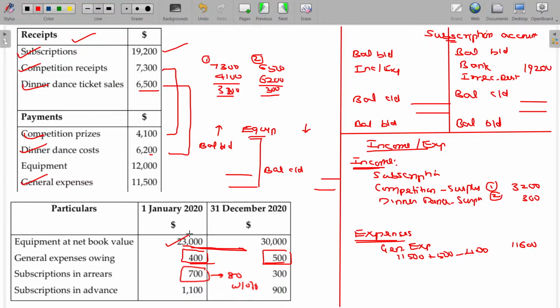Now, opening value of the equipment being 23,000. In the year end, the value being 30,000 rupees. Payments means we might have purchased the equipment, that increases the value of the equipment, which is 12,000. Clear? Bank, new purchases. And if you tally this, 35,000.